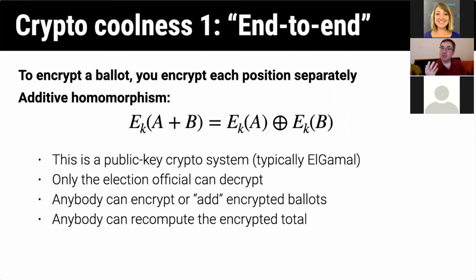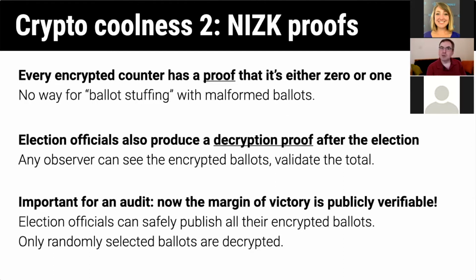But because it's a public key crypto system, anybody can encrypt and anybody can accumulate, but only the election officials can decrypt. So we're giving an operation on encrypted numbers that any observer of the election can compute. And that means that anybody can recompute the totals of the election. And then, of course, only the election official can decrypt that total, but they can prove that they did it correctly.